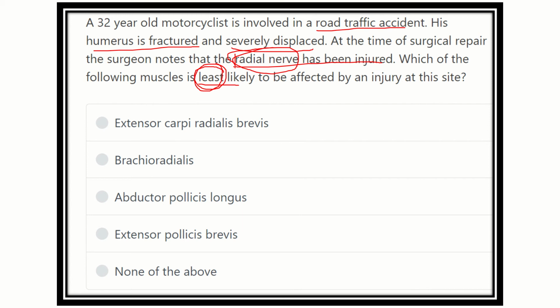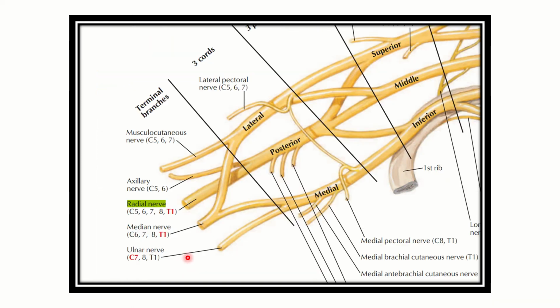So for this, first we have to know details about the radial nerve. So here, first of all, let's see the answering options. Here the options: extensor carpi radialis brevis, brachioradialis, abductor pollicis longus, extensor pollicis brevis, and none of the above. So we have to find out one of the options which is not supplied by the radial nerve.